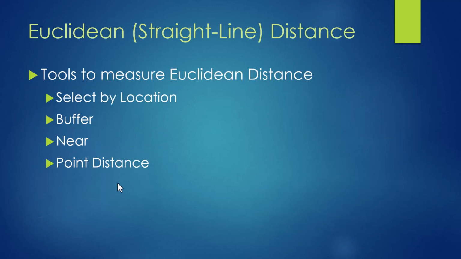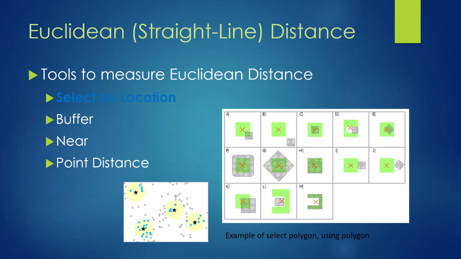So these are the tools that we will be using to calculate distances. And we're talking about Euclidean straight line distances. We will look into select by location, buffer, near, and point distance. So let's start with select by location. This tool allows you to choose or highlight geographic features based on the relationship with other features. And it works by comparing the spatial relationship between different layers or data sets.